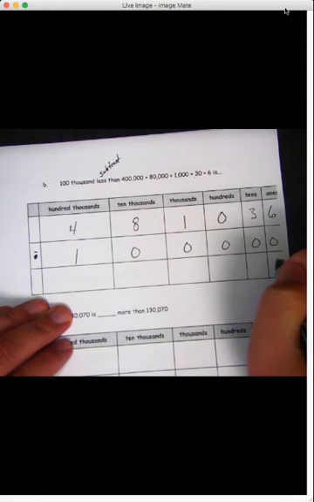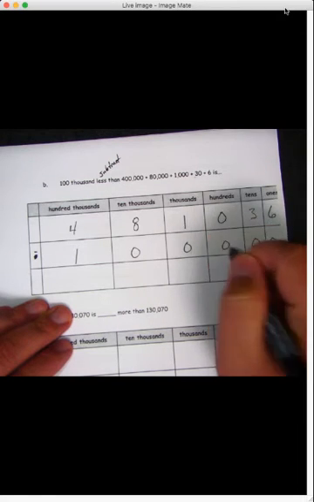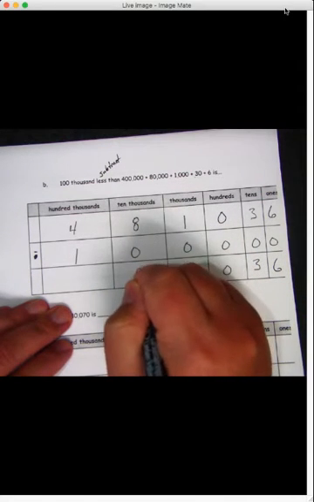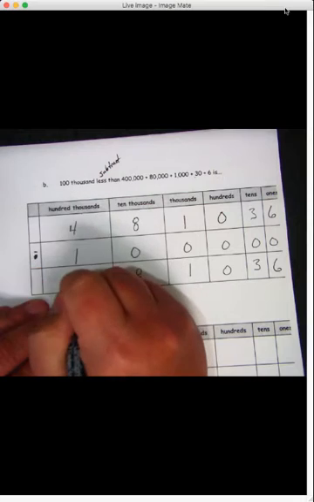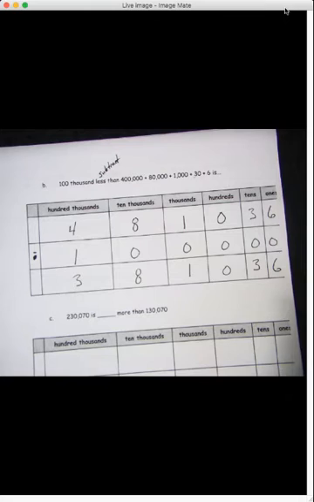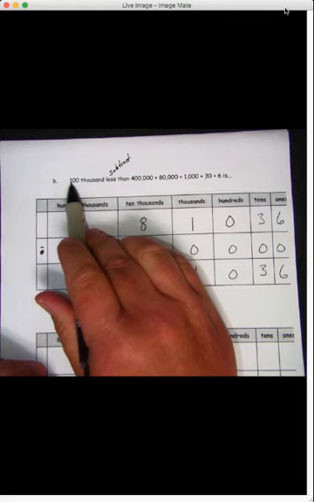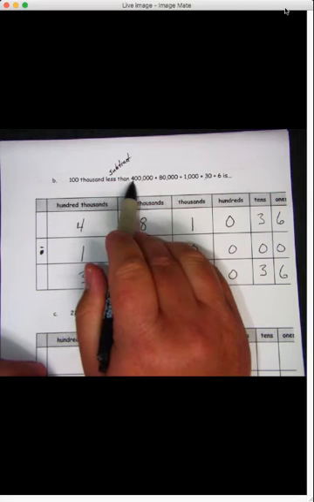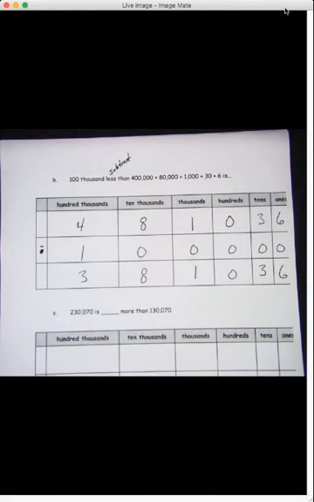6 minus 0 is 6. 3 minus 0 is 3. 0 minus 0 is still 0. 1 minus 0 is 1. 8 minus 0 is 8. And 4 minus 1 is 3. So 100,000 less than 481,036 is 381,036. That's pretty simple, isn't it? We look at the 100,000s place and we took 100,000 away. 100,000 less than 400,000 is 300,000.